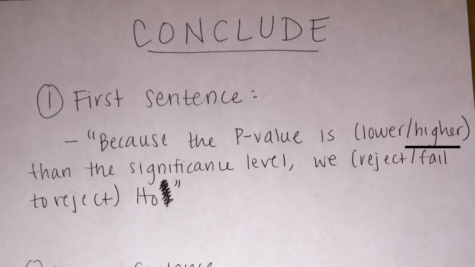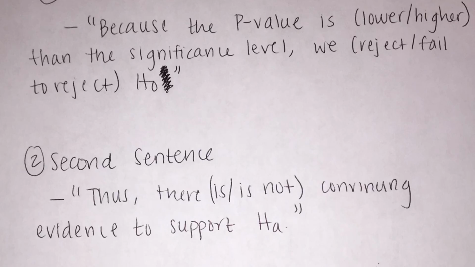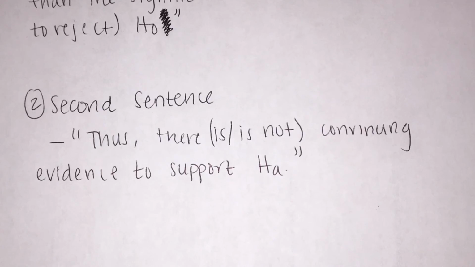Remember, we cannot accept H0. We can only reject or fail to reject. The second sentence concludes, thus, there is or is not convincing evidence to support HA, or the alternative hypothesis. You should put this in context by reiterating what HA means, defining your variable and your population.